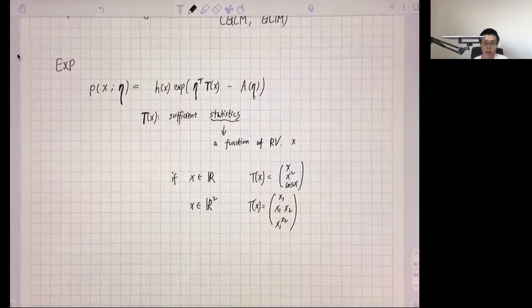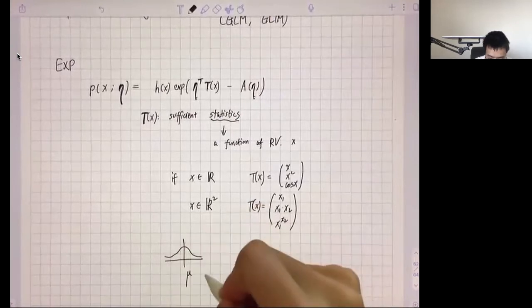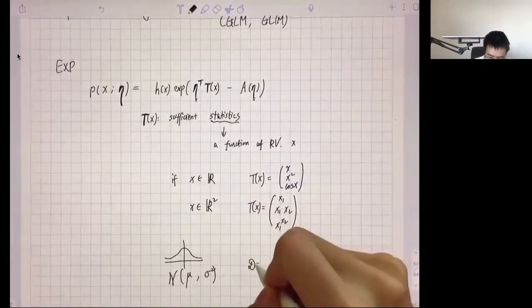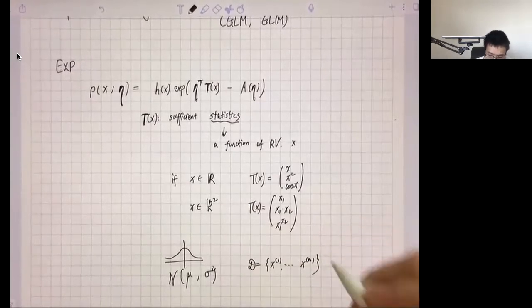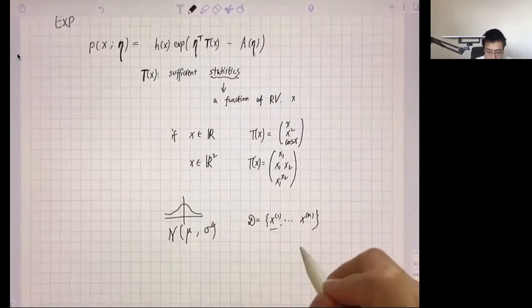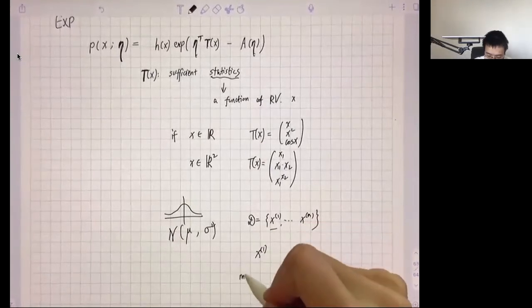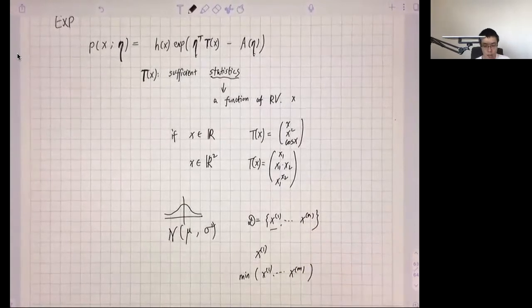If it's a function of my parameter, then it's not a statistic. For example, in the Gaussian case, mu and sigma squared are parameters, so mu and sigma are not statistics because they are not a function of your data. But what if I have a few data samples, X1 up to Xn, sampled from the Gaussian distribution? Then any function of X is a statistic, for example the mean of x1. Any function of your data is a statistic.